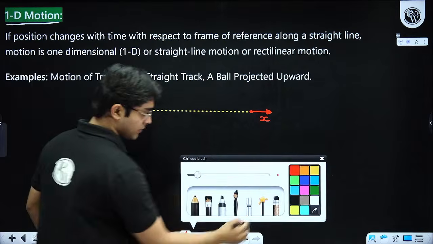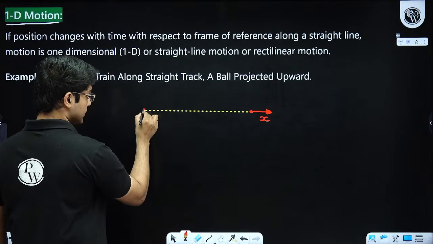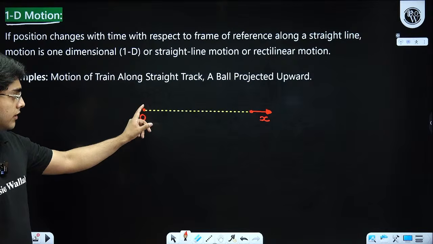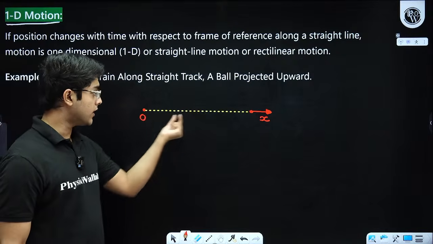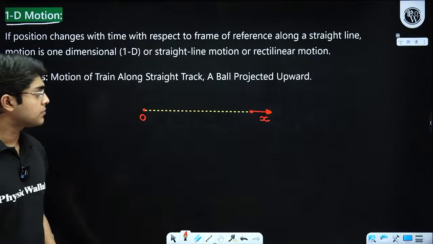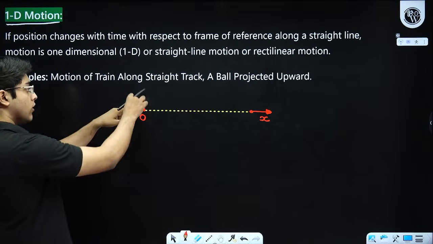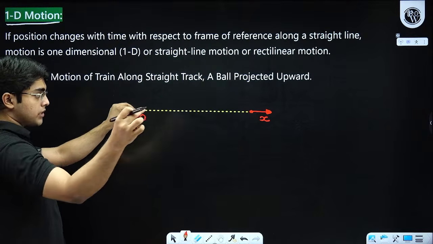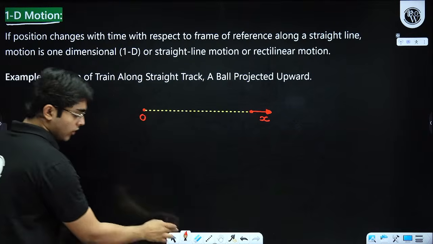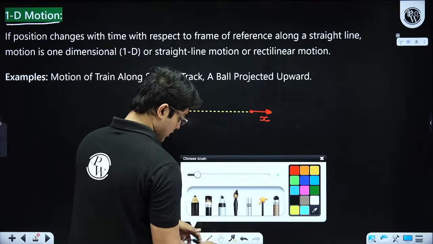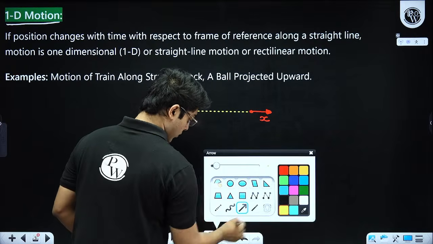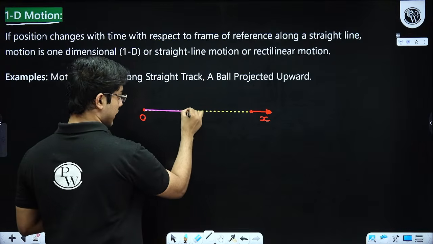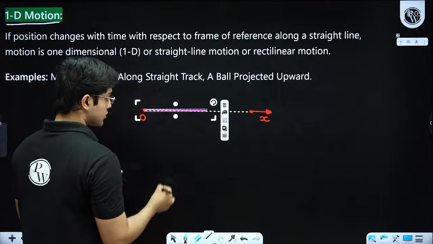And at some point we will consider the origin. All the motion we are going to be studying in this chapter will only be along this one direction, which is along the x-axis. Or it can be along only the y direction or only the z direction, into the page and out of the page. So all the motion we will be studying is going to be one directional motion. In other words, you can also say it is a straight line motion.